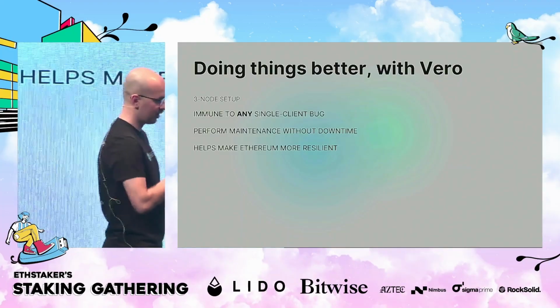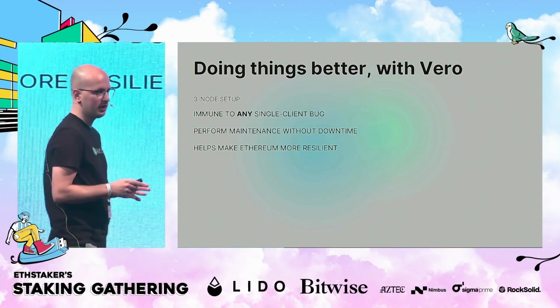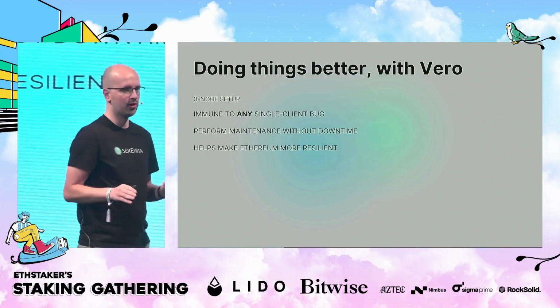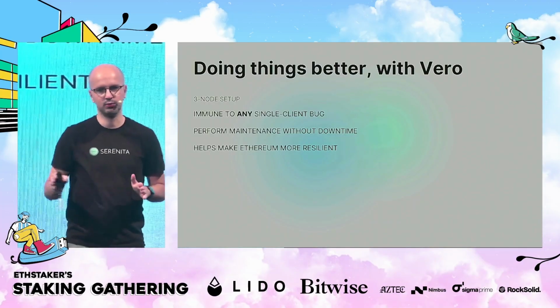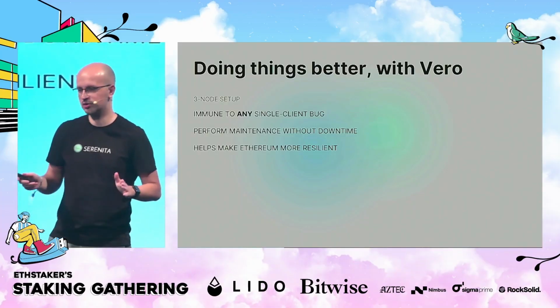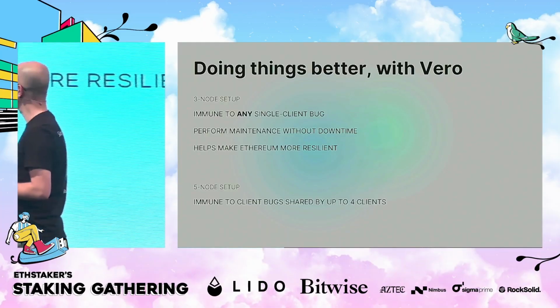With Vero, if you set up this kind of 3-node setup, your validators are going to be immune to any single client bug, no matter how much of the network uses that single client. So that's very helpful. You don't need to worry about client usage data. You just spin up this kind of setup and you're golden.